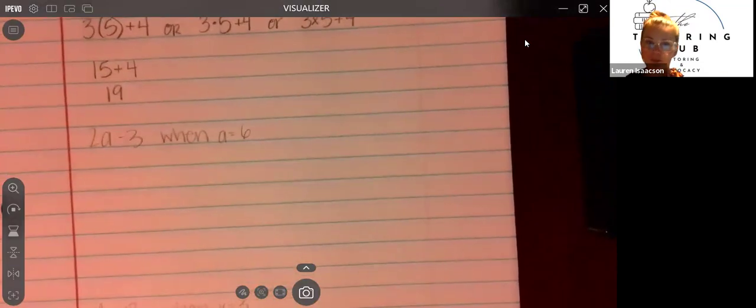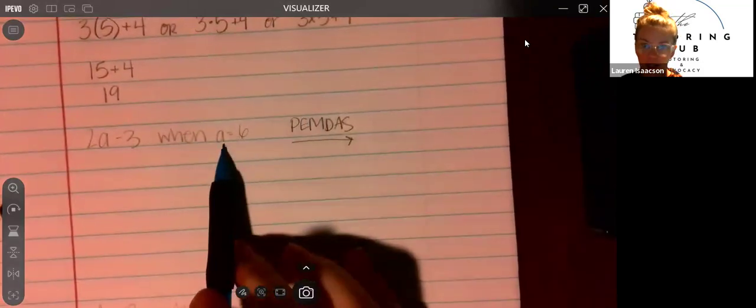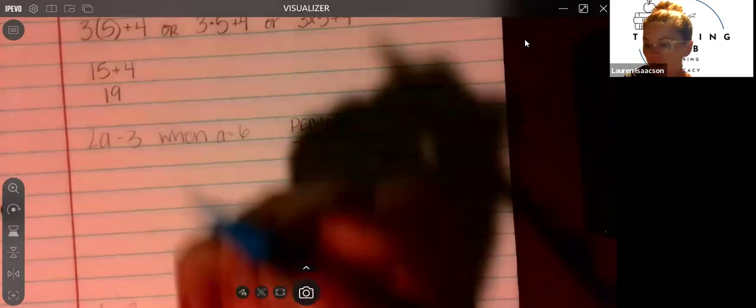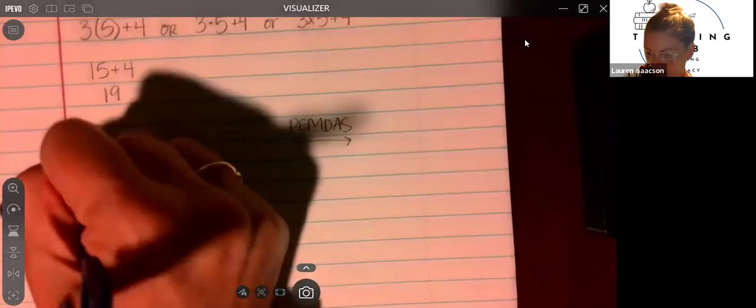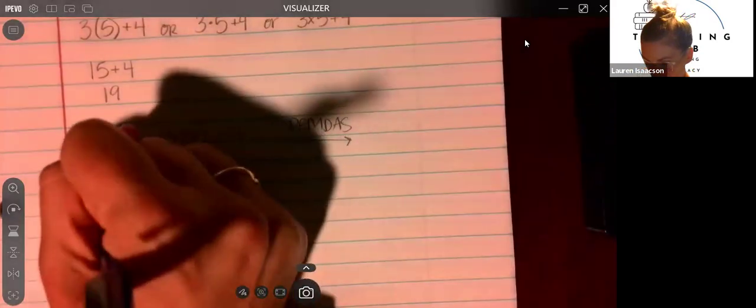Our next one, 2 times a minus 3 when a equals 6. Now I'm going to rewrite my order of operations just so I keep it in my mind, okay? Now, 2 times a minus 3, and we're going to rewrite it with a equals 6. So 2 times 6 minus 3. Now this one, we're just multiplying and then subtracting. So 2 times 6 is 12. And then 12 minus 3 is 9. And we are done.